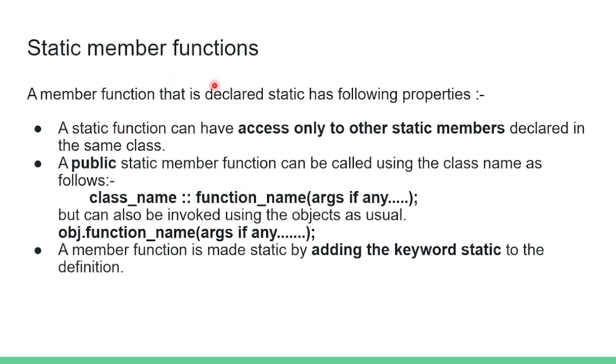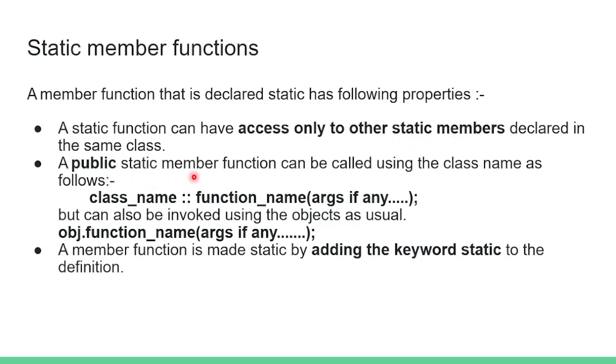Then we have static member functions. A member function that is declared static has the following properties. Static member functions are the functions which are static. A static function can have access only to static members declared in the same class. So what it is saying is that a static function cannot just access any of the variables or members inside the class. It can only access other static members.